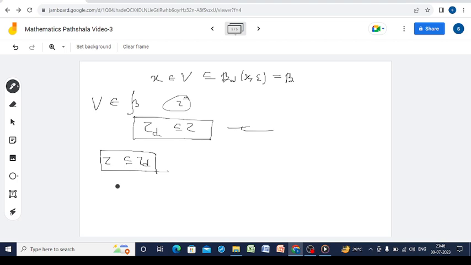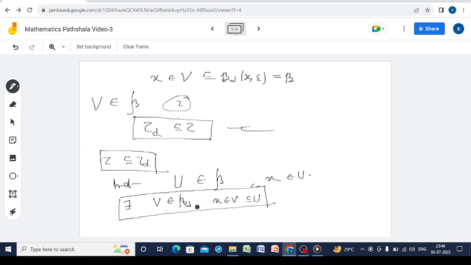So for this, we now take any basic open set in the product topology. Let U belong to our script B, that is the base for the product topology, with our x belongs to U, and we now show that there exists a basic open set V belonging to script B_d such that x belongs to V subset of U. This we need to show.